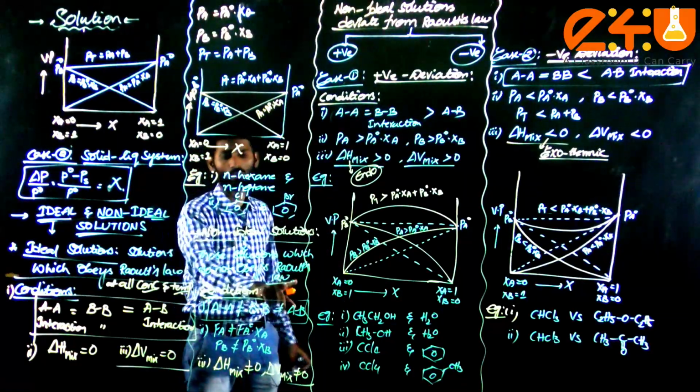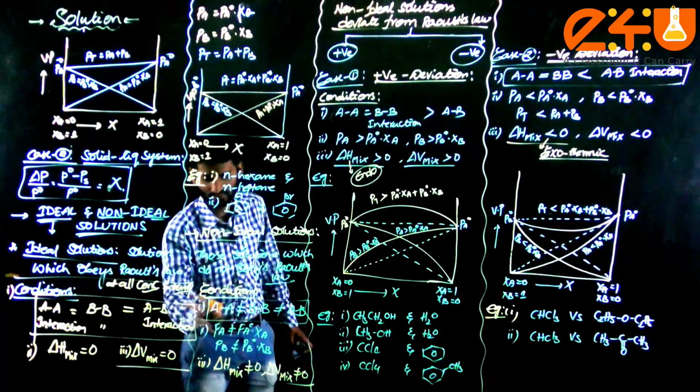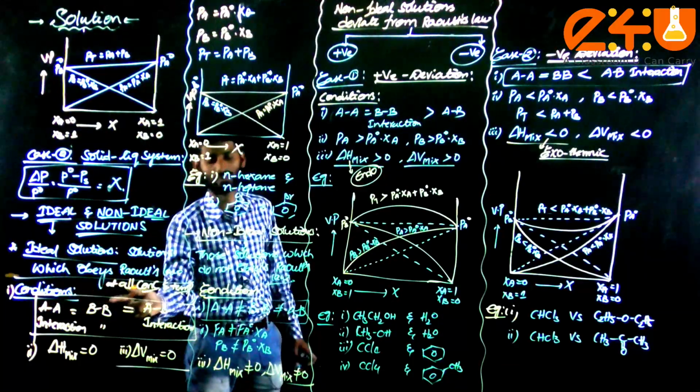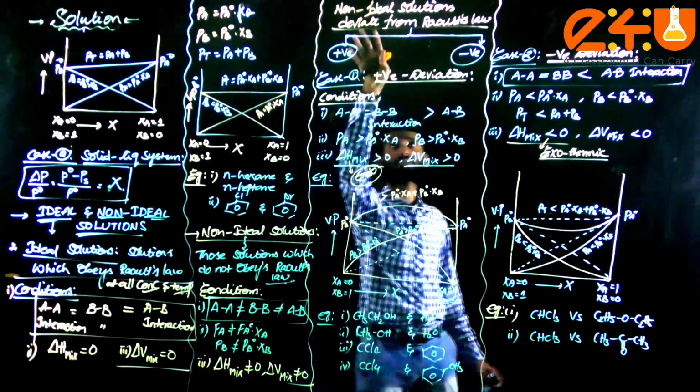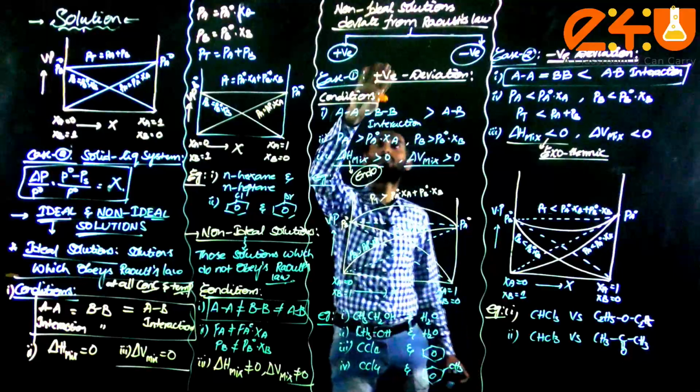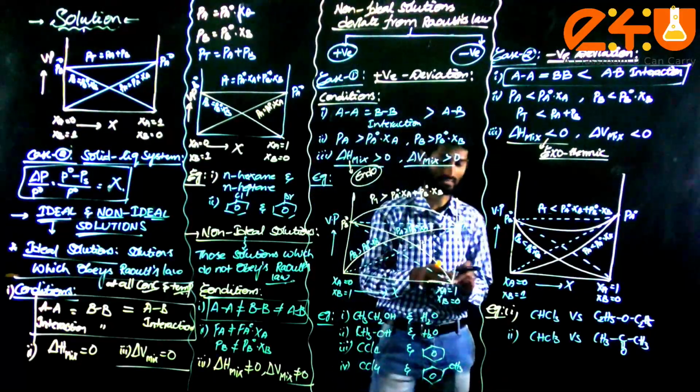Non-ideal solutions do not obey Raoult's law. We have the conditions. Here AA, BB interaction is equal to AB. Here everything is not equal. Here also everything is not equal. Next, non-ideal solution, how it will deviate from Raoult's law. We have two deviations. One is positive, one is negative.